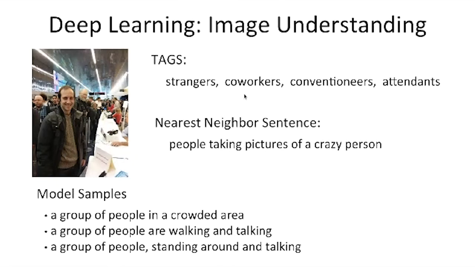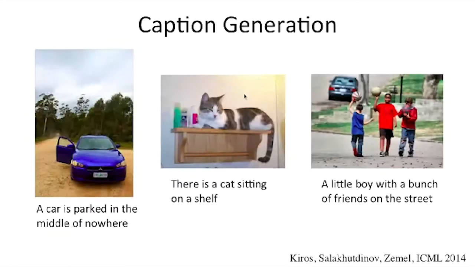You can see that this research has been happening in the last 3 years or so. And it's remarkable that pretty much no one expected these models to work so well. Here's an example of where the model works remarkably well. It was done back in 2014. A car is parked in the middle of nowhere. There's a cat sitting on the shelf, a little boy with a bunch of friends on the street. So you can see that it's remarkable. And again, it was surprising back in 2014, with multiple groups solving pretty much the same problem. But it was surprising to a lot of us that these models could do so well.